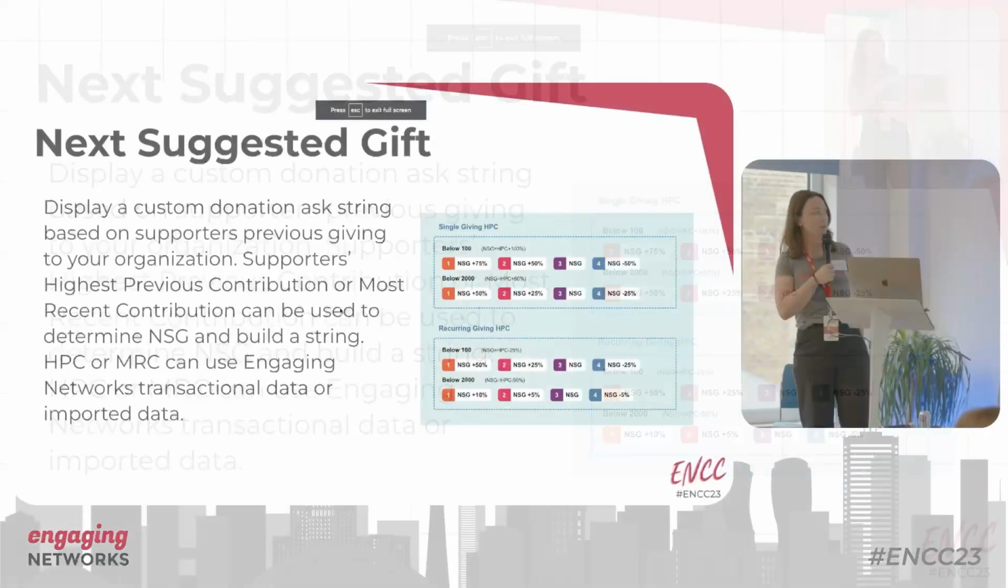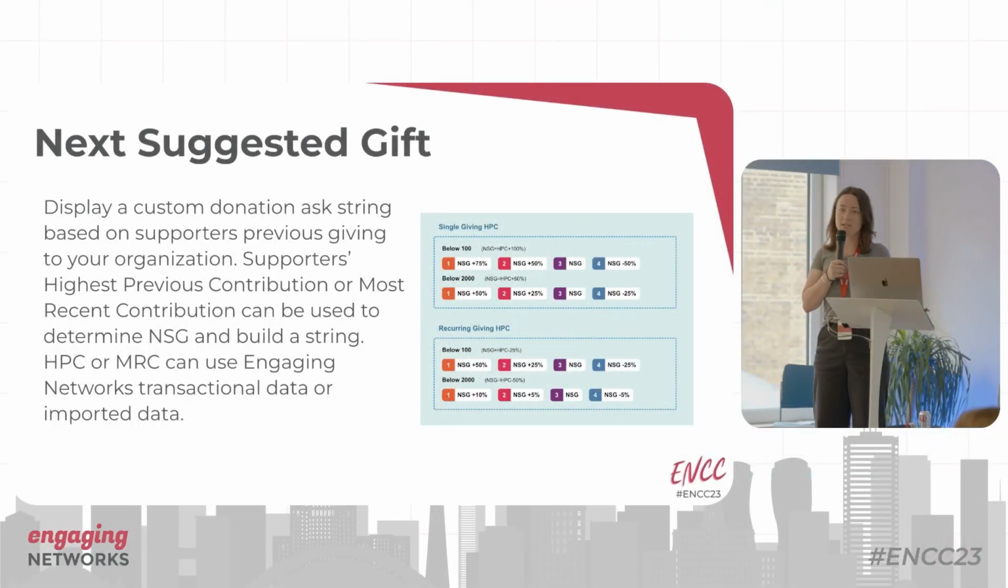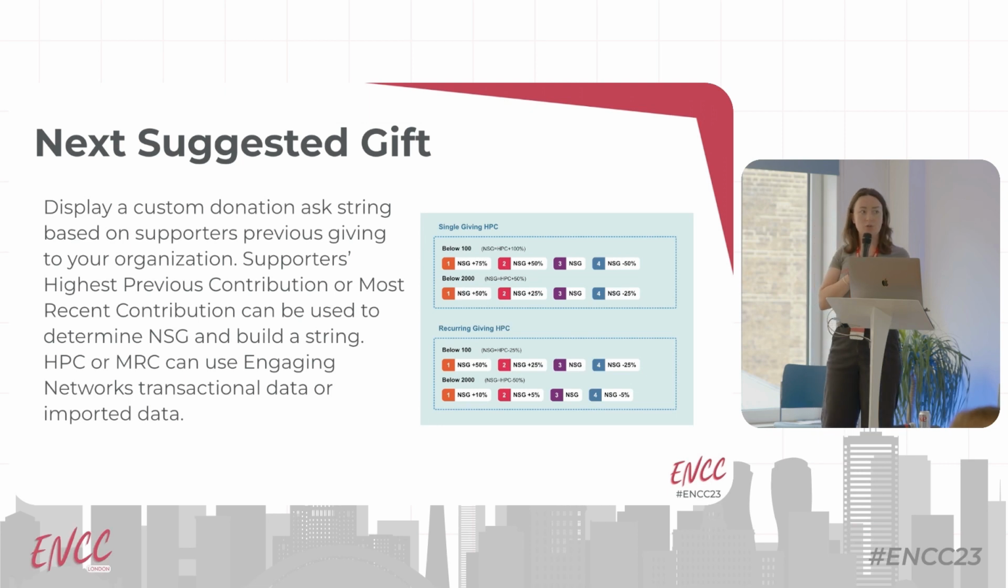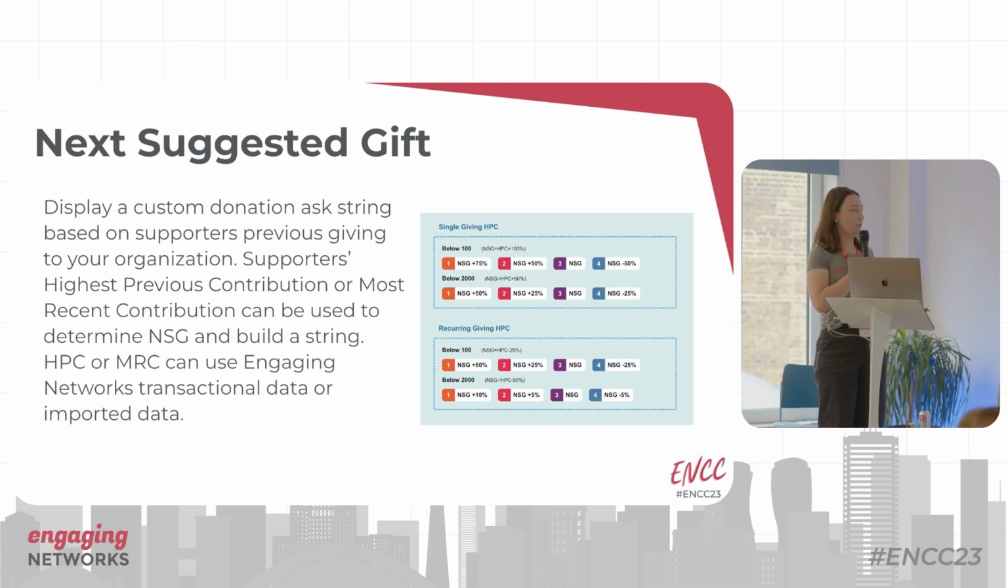So the next thing we're going to have a look at is a feature called Next Suggested Gift. This feature allows you to display a custom ask string to supporters based on prior giving to your organization. You can use a supporter's highest previous contribution or most recent contribution to define that next suggested gift number and then build a string around it.